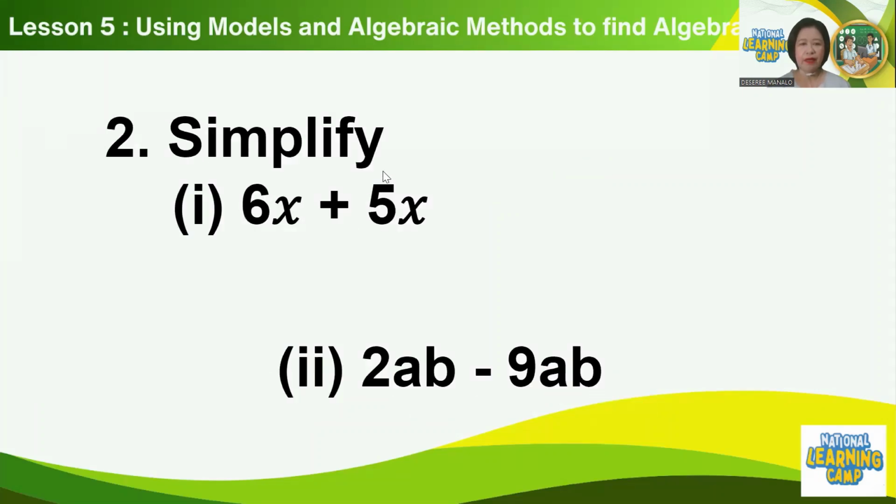For number 2, simplify. 6x plus 5x. For addition of similar terms, just add the numerical coefficients, 6 plus 5 equals 11, and then copy the literal coefficient, which is x. That's why our answer is 11x. For 2ab minus 9ab, as you can see, they are similar terms, meaning same literal coefficient. So just subtract 2 and 9. 2 minus 9 is negative 7, and then copy ab. So the answer is negative 7ab.